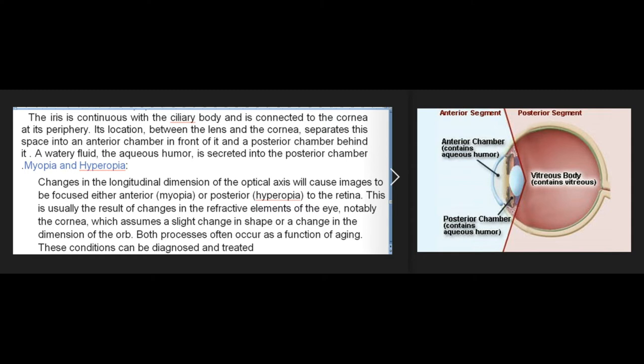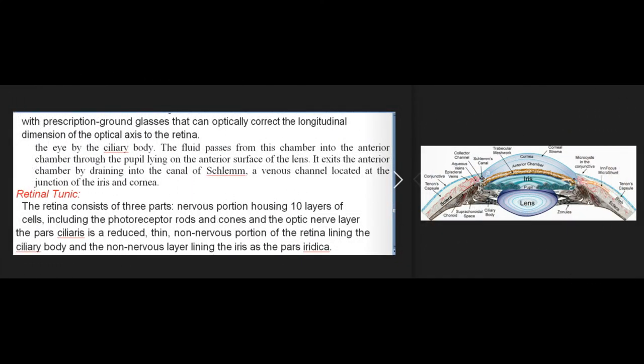This is usually the result of changes in the refractive elements of the eye, notably the cornea, which assumes a slight change in shape, or a change in the dimension of the orb. Both processes often occur as a function of aging. These conditions can be diagnosed and treated with prescription ground glasses that can optically correct the longitudinal dimension of the optical axis to the retina.